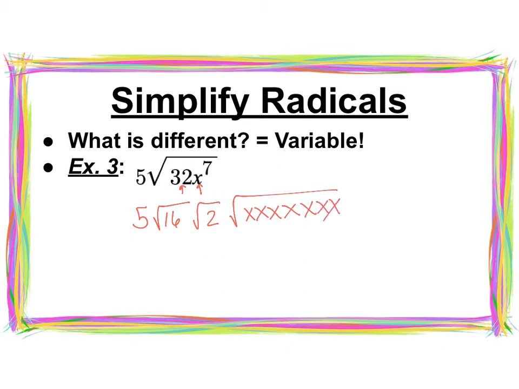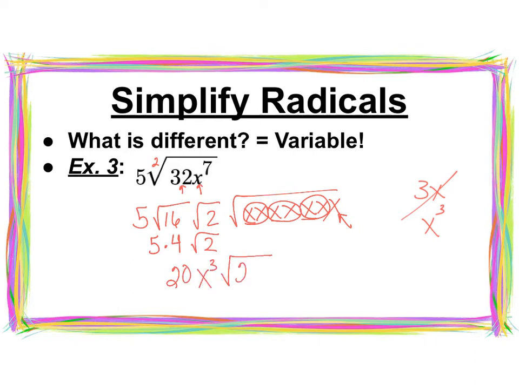The square root of 16 is 4, and anything that comes out gets multiplied by a number if it's already there. With my x's, I have 7 of them, and I want to think of my index as 2, so I'm looking for groups of 2. How many groups of 2 do I have? 1, 2, 3, with that x left over. So that means I can take out 3 x's, but not 3x, not like that. We're taking out x cubed. So I now have 20 x cubed, and then whatever's left over stays in the radical bar. So that's my 2, and that's my x. And that's my simplified answer there.